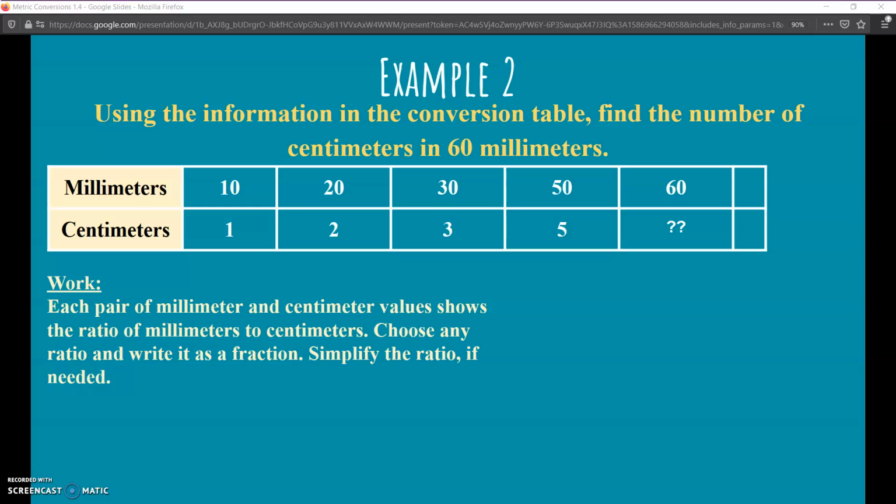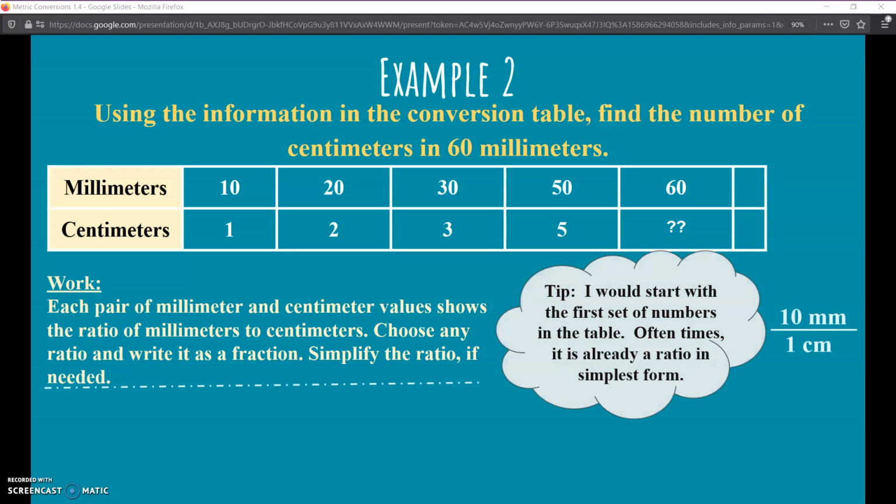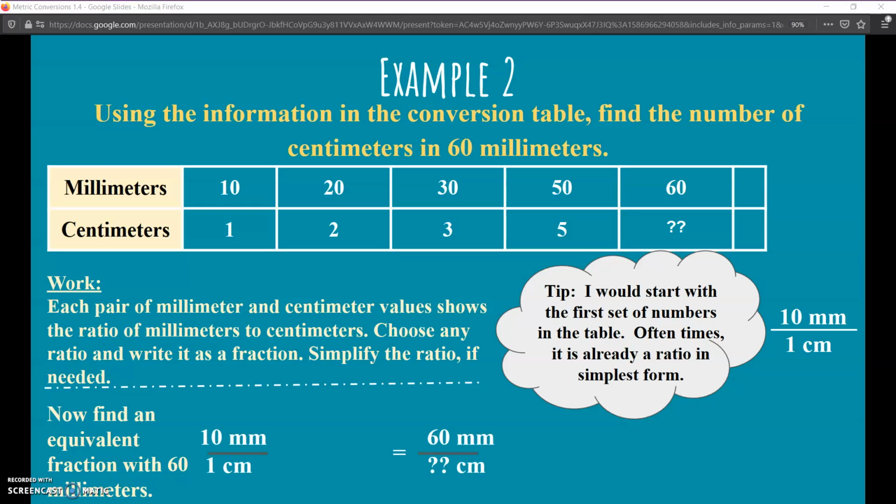Simplify the ratio if needed, but as we decided yesterday, start with the first ones because often they have, if it's over 1, you're fine. There's 10 millimeters to 1 centimeter. Now we need to find an equivalent fraction with 60 millimeters. So 10 millimeters to 1 centimeter is 60 millimeters to how many centimeters?